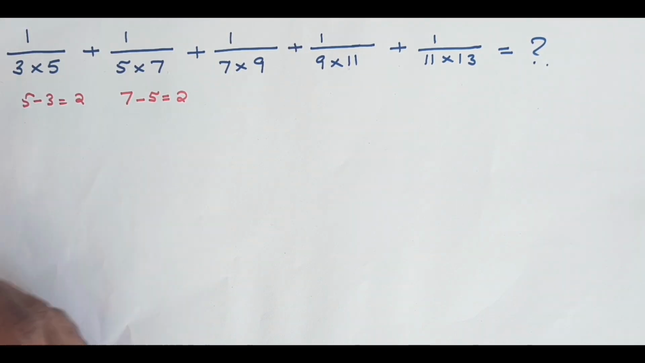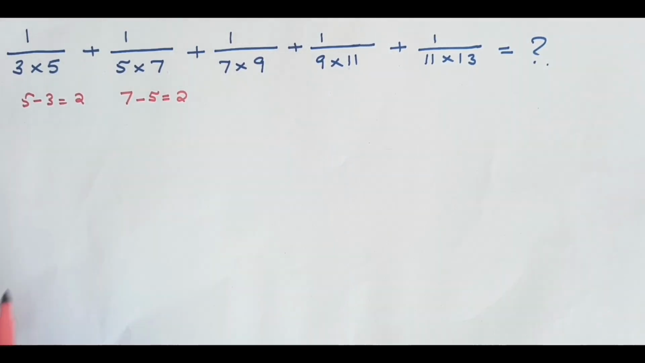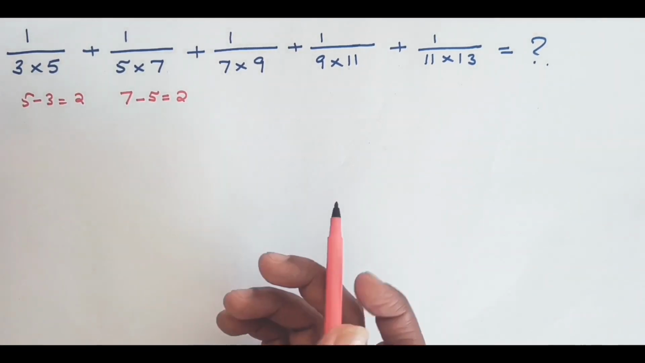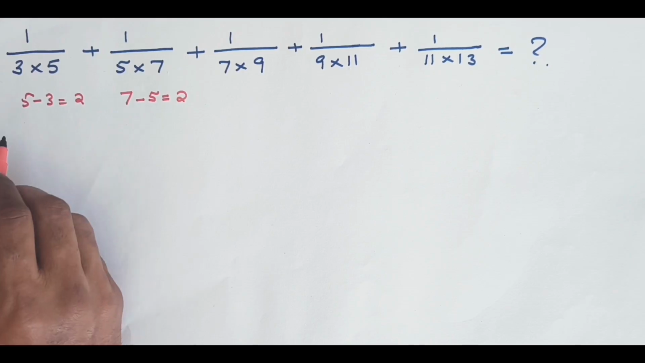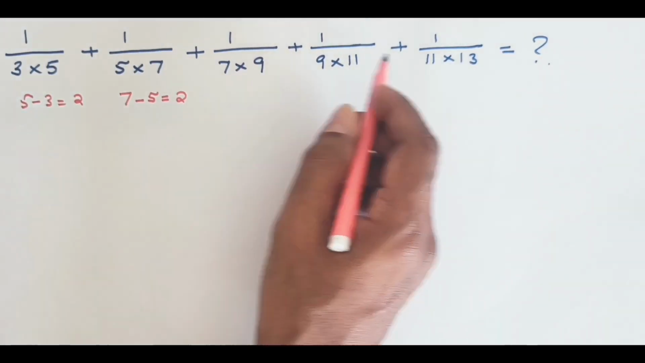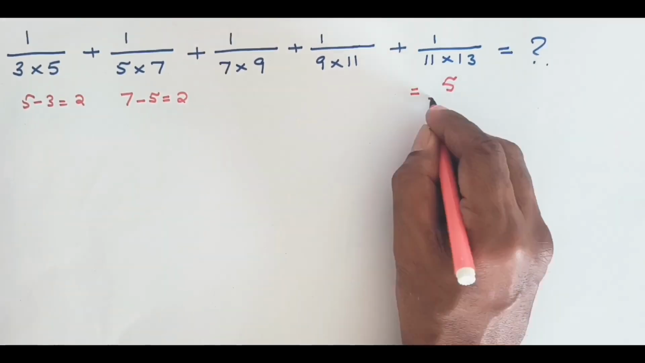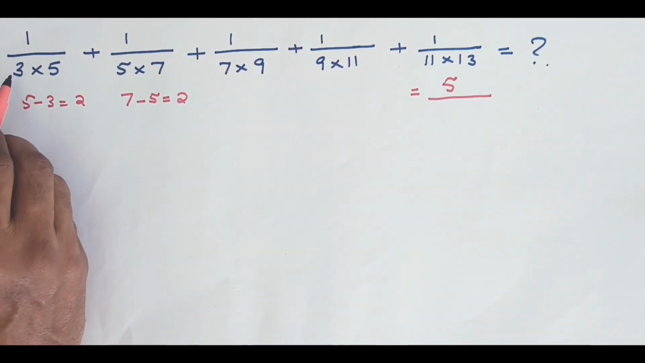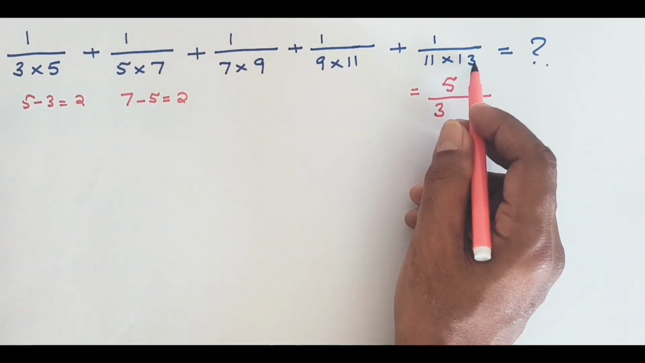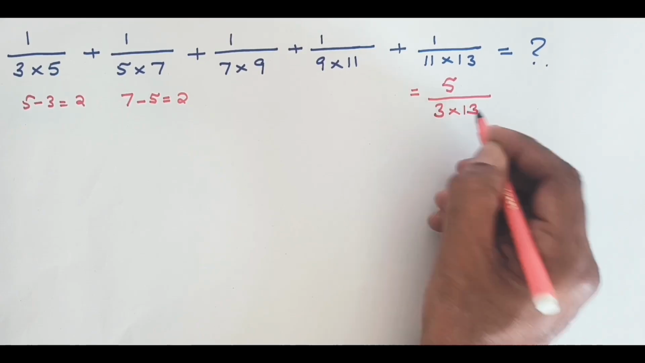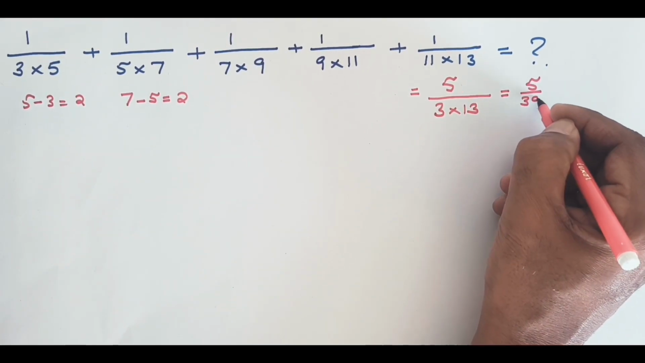That's all. First, I will give you the shortcut, which you can do in just a few seconds. Then I will take you through the longer method, which will give you the logical explanation for the shortcut used here. So first, the shortcut. In the shortcut, what we do is count the number of terms. How many terms are there? 5. You write that 5 first. Then divide it by the first term's first number, 3. Write that 3 here. Then look at the last term, 13. You write that 13. This is the final answer. 5 divided by 39.